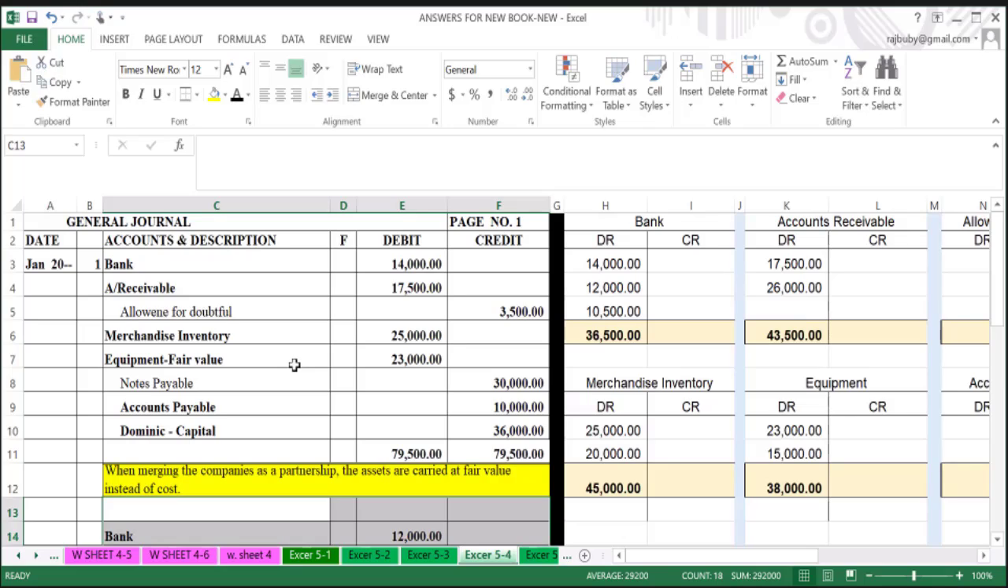When they are merging, they have to have legal documents, right? Agreement and everything. In that case, they will give the information about the equipments, fixed assets.